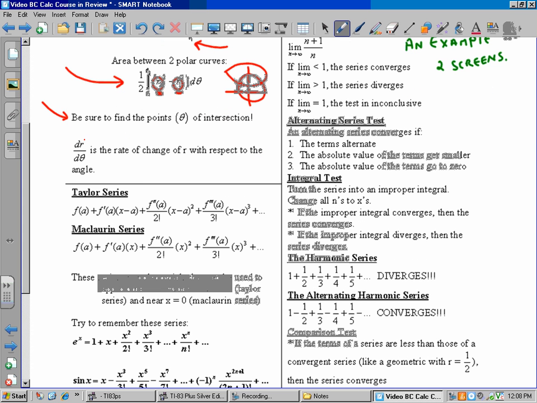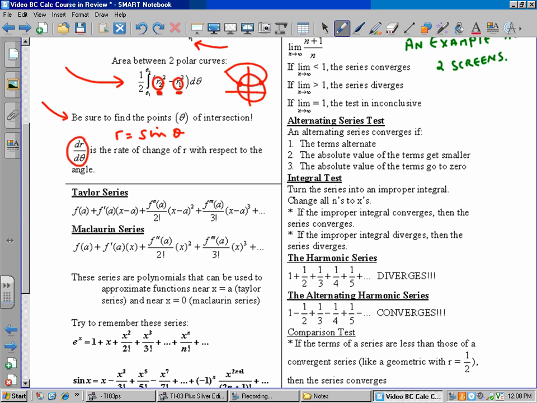Once or twice I've seen them ask for the value of dr over d theta. Remember, they're going to give you some r equals equations. So dr over d theta in this case would just be the cosine of theta. And what that means is it's the rate of change of r. Remember, r is the directed distance from the origin. So it's the rate of change of your radius with respect to theta.